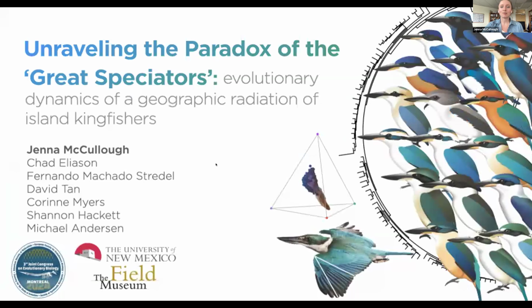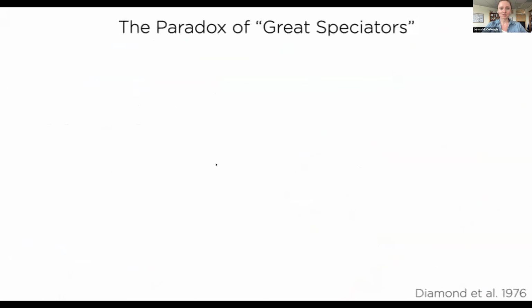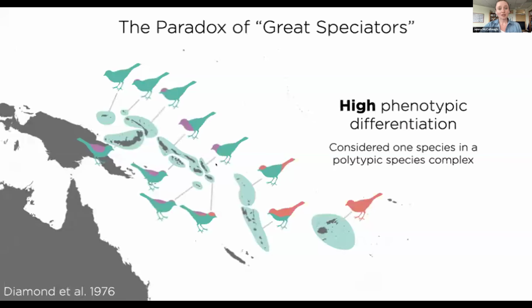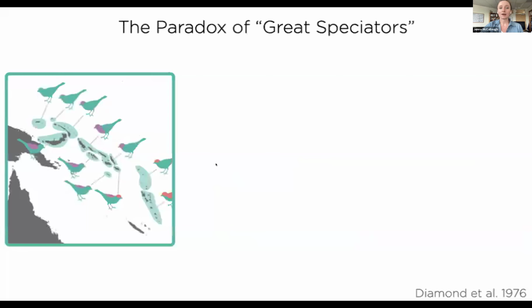I'm very excited to talk to you about my dissertation research on island kingfishers. The paradox of the great speciators describes a pattern in which some species are spread across many island systems and show little phenotypic differentiation across their range, whereas others inhabit the same ranges, but each island has a phenotypically differentiated form. These are often considered subspecies in a single polytypic species complex. When Diamond and Mayr coined this paradox, they did not have a way to measure genetic distinctiveness of these great speciators. Therefore, phenotypic differentiation was used as a general metric for genetic differentiation.